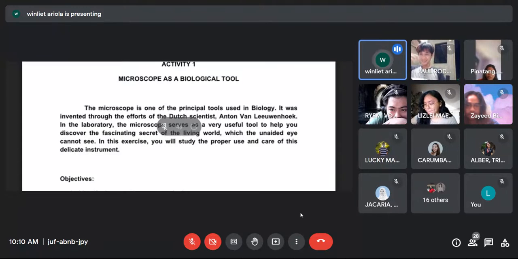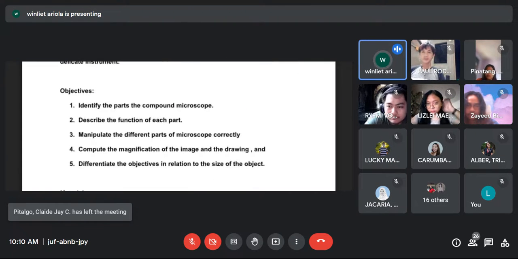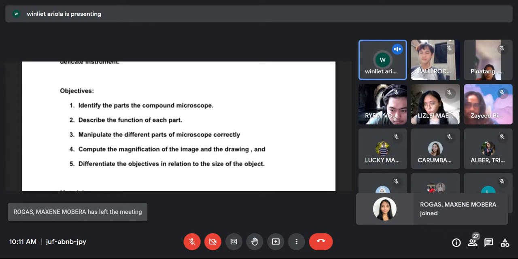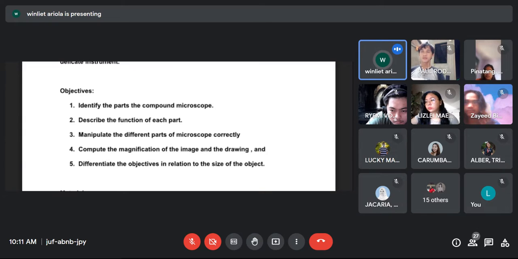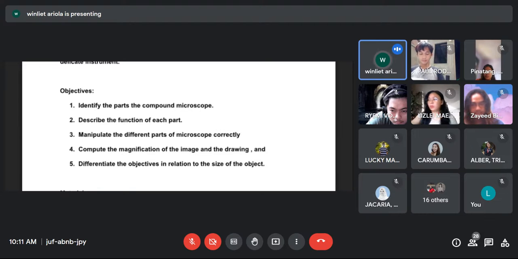Living world which the unaided eye or the naked eye cannot see. So in this activity, you are able to learn what are the different parts of the compound microscope and their functions. You also learned how to manipulate it, kung papaano gamitin, no? Ano ba yung unang ginagamit na objective, and then what are the different coarse adjustments na ginagamit, no?